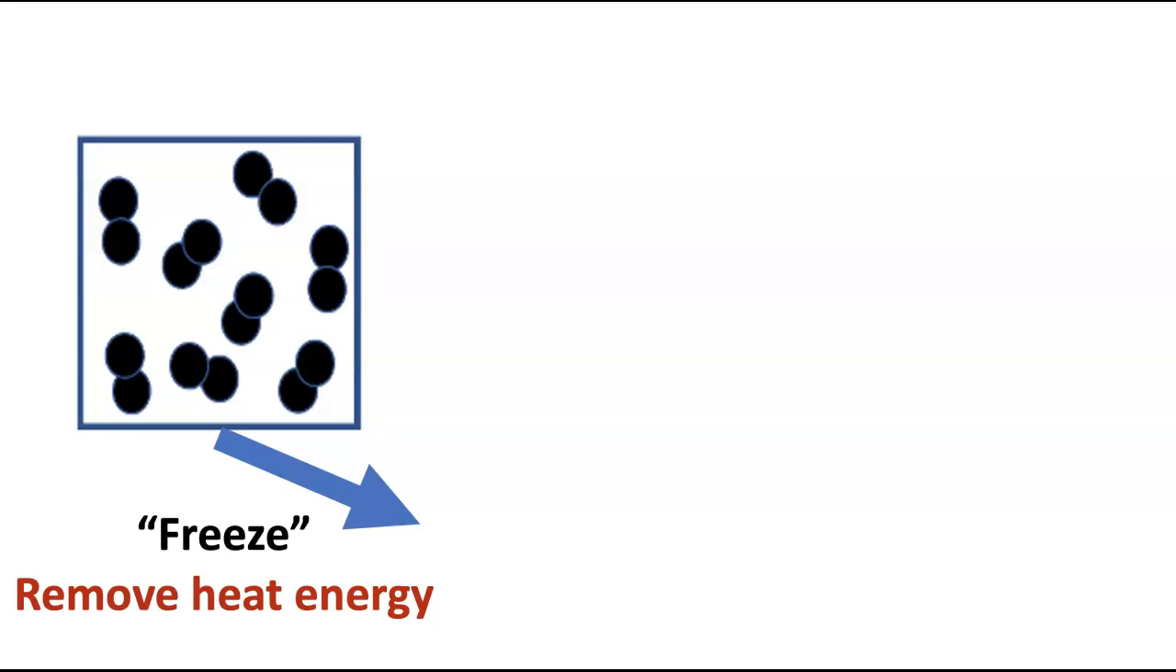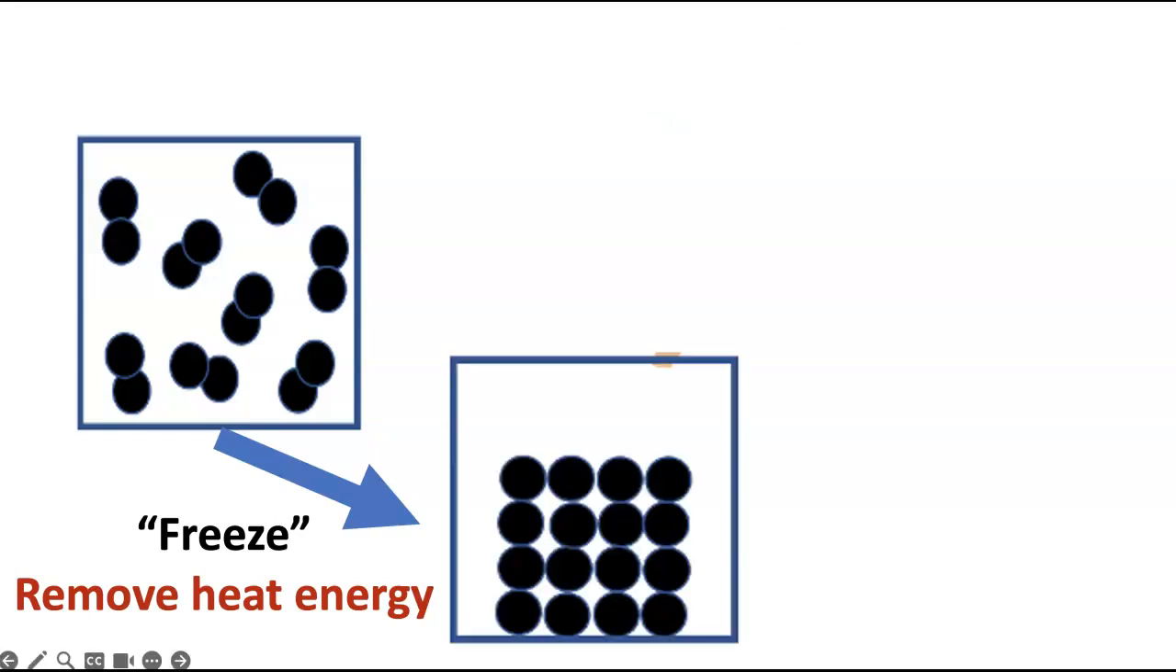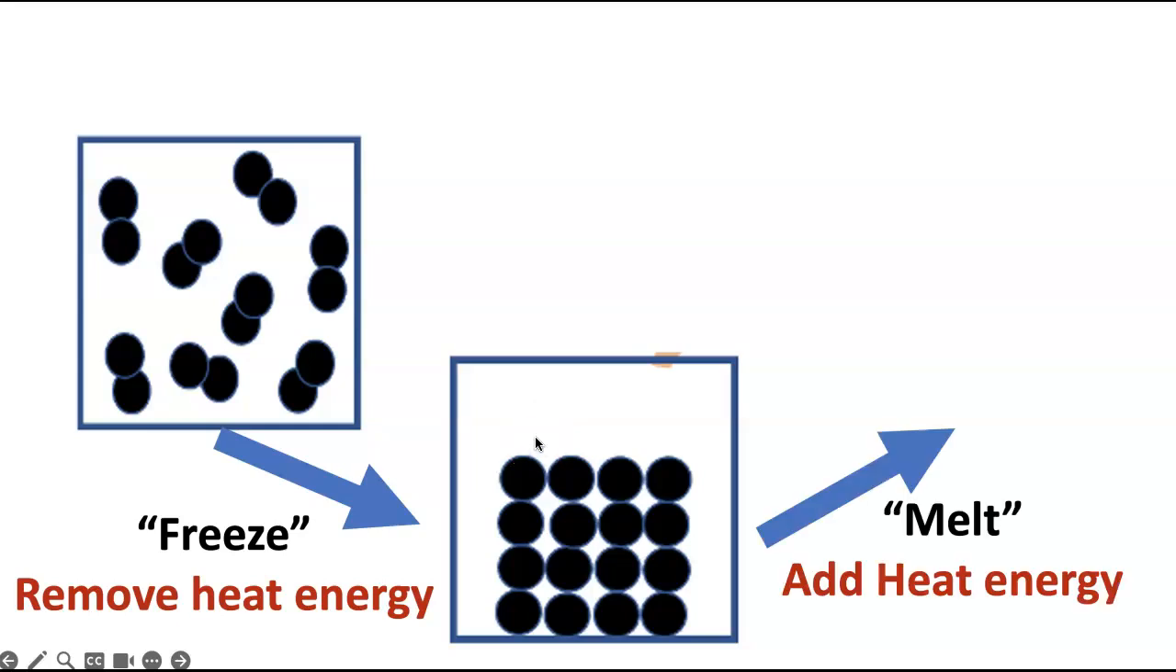So let's look at this picture. What state are these molecules in? Yes, they're in gas state. So what if you take away a lot of heat or freeze? Then they will come together and act like a solid. See, they are very structured, they are very close together. What if you heat this or melt it?